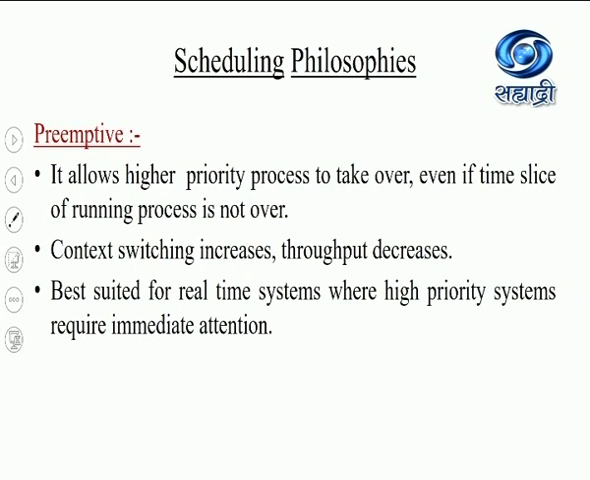Second is the preemptive philosophy. It allows a higher priority process to take over even if the time slice of the running process is not over. In this case, context switching increases, but throughput decreases. It is best suited for real-time systems where high priority processes require immediate attention.